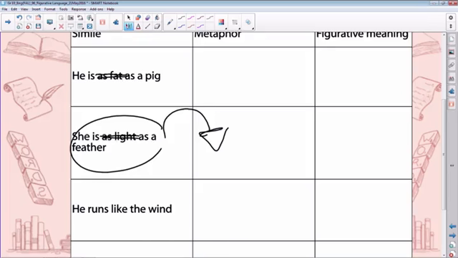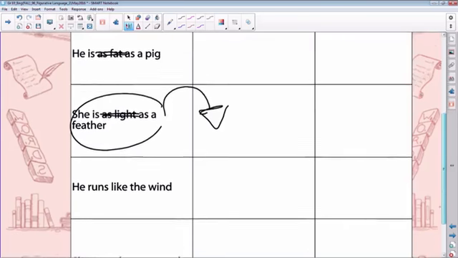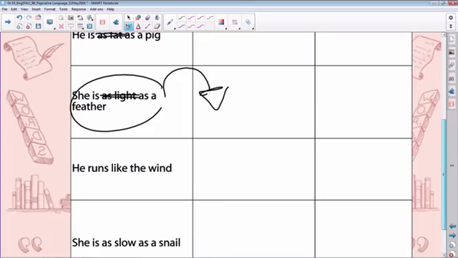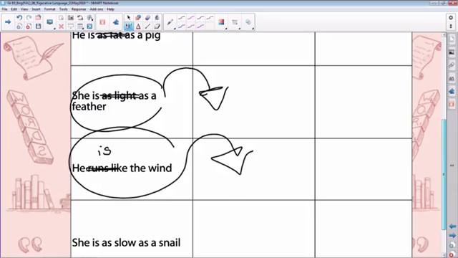And what is the figurative meaning? Again, you could say, well, she's very, very light. You might even say something like she moves very beautifully, very elegantly. It depends on the context. Remember, always read around the simile or around the metaphor, particularly in a poem. He runs like the wind. You could say he is the wind, which is a very beautiful image. There, we could say he runs quickly, he runs fluently, he runs beautifully, anything like that could be your interpretation of that.